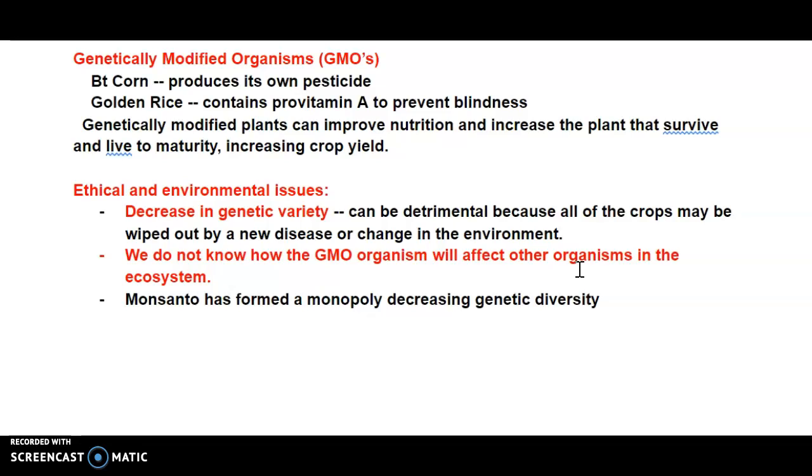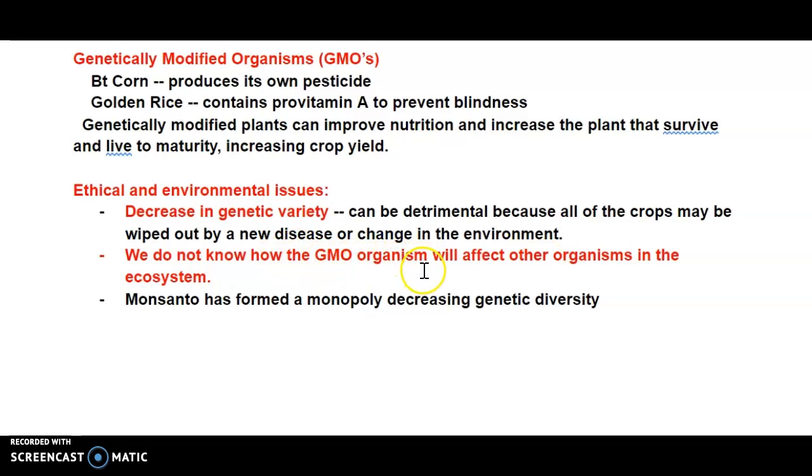When you reduce that genetic variety and everybody's using the exact same kind of corn or exact same kind of wheat or whatever it might be, and a disease comes through and that corn or wheat is susceptible to that disease, then all of that corn or wheat is going to be susceptible. And it's going to wipe out the entire crop, maybe for hundreds of miles even. So genetic variety is important, and using GMOs a lot of times reduces that genetic variety.